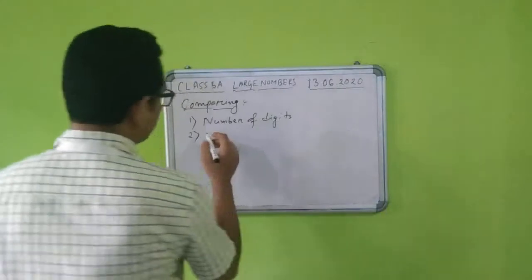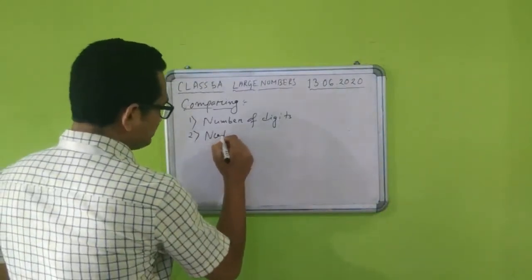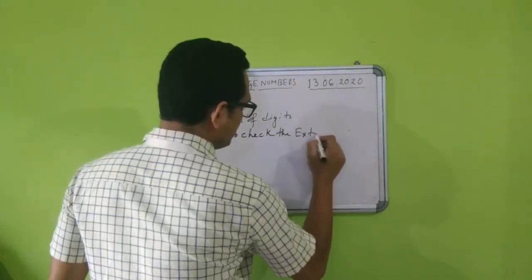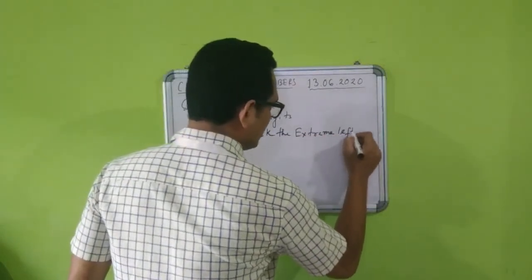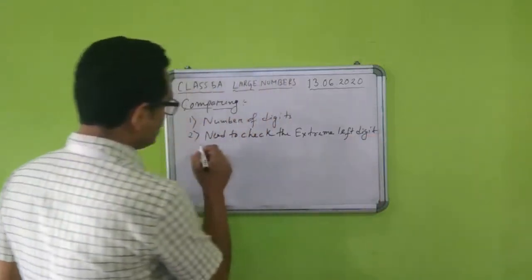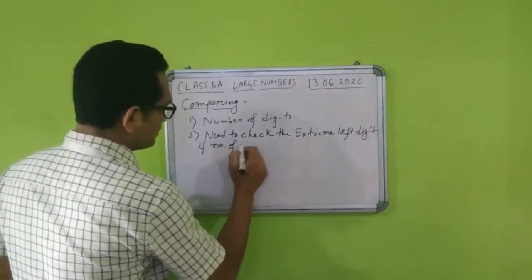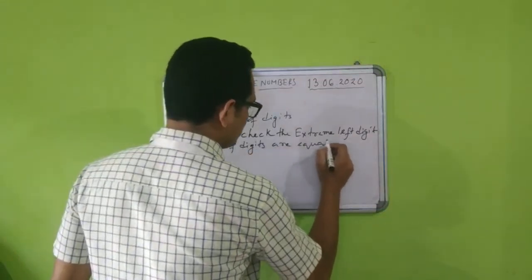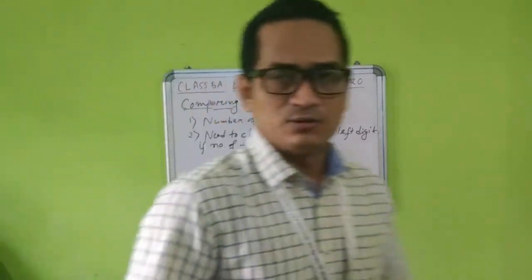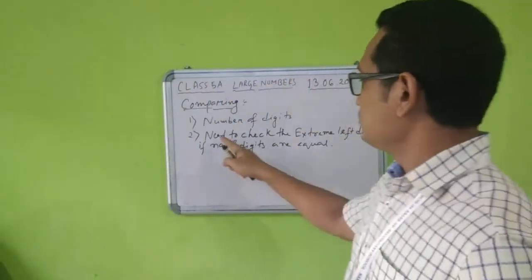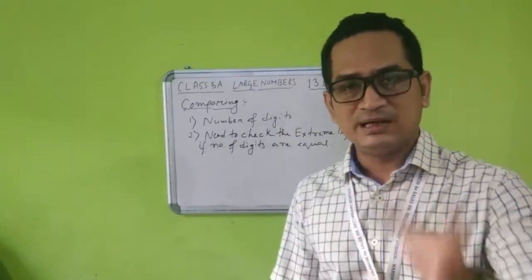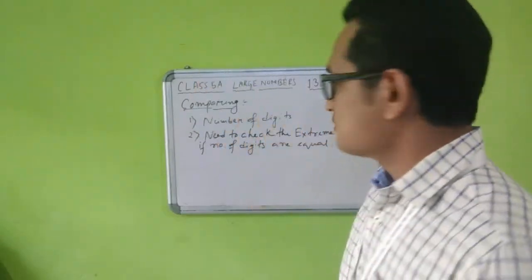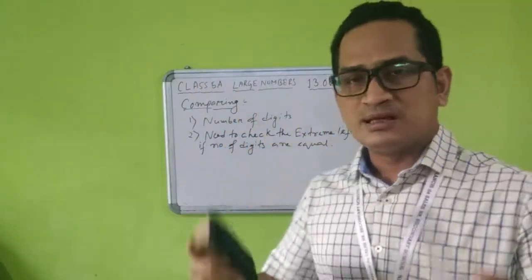So here we can say: need to check the extreme left digit if the number of digits are equal. So this is the second rule. If the number of digits are equal, then you have to check the extreme left digit, and then you will understand which one is greater and which one is smaller. Fine. Now let us go for the third rule. The third rule will be the final rule.